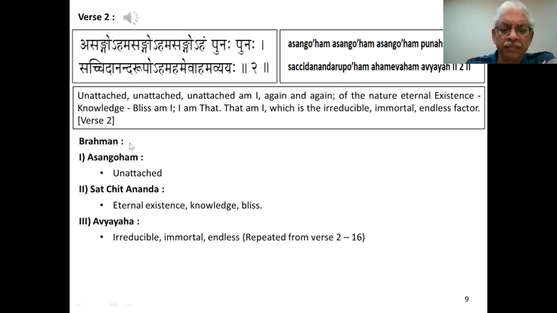Asangoham, asangoham. Asangoham punah punaha. Satchidananda rupoham. Ahamevaham avyayah.